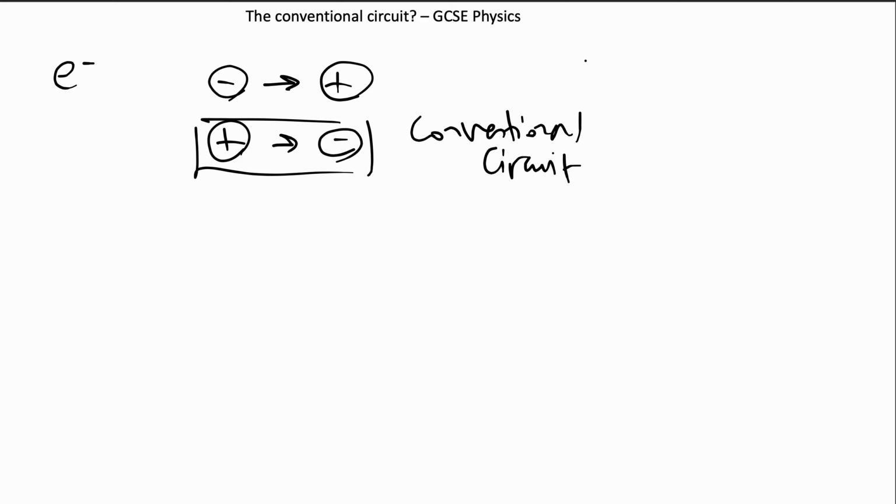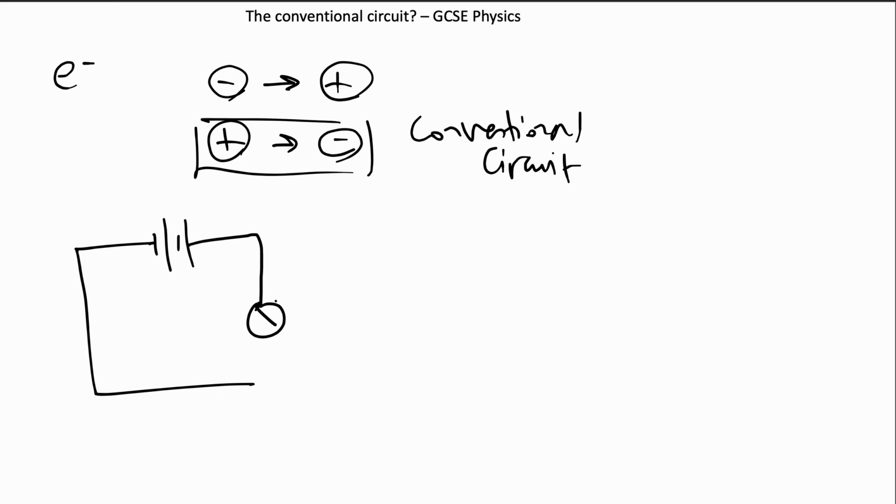So the movement of electrons, right? It's what powers our electrical devices, like our bulbs, our phones, everything. It's powered by the movement of electrons. So if we have our battery here, and we have our light bulb here, the movement of these electrons around the circuit is what actually powers our light bulb.